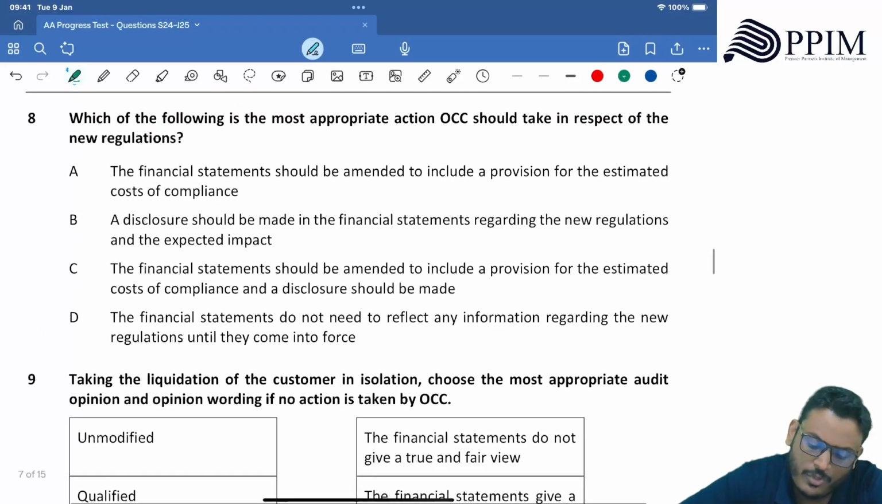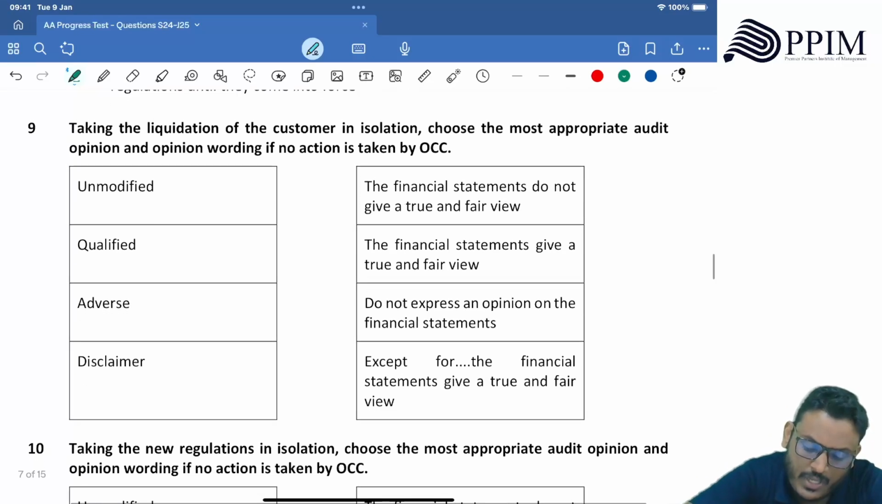Which of the following is the most appropriate action OCC should take in respect of the new regulation? It is a non-adjusting event, so disclosure is required. This is the correct answer.